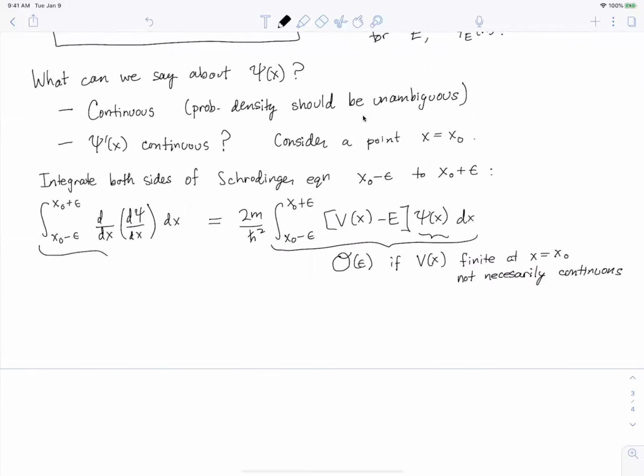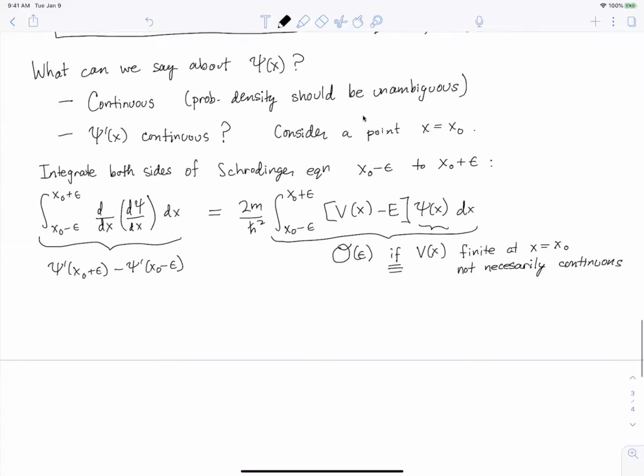On the other hand, the left-hand side, by the fundamental theorem of calculus, the integral of a derivative is equal to psi prime of x0 plus epsilon minus psi prime of x0 minus epsilon. Okay, and so as long as v of x was finite, then psi prime of x is continuous. That's what the left-hand side is saying. The left-hand side is very small as epsilon goes to 0.